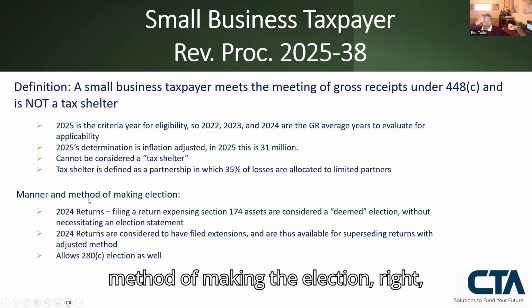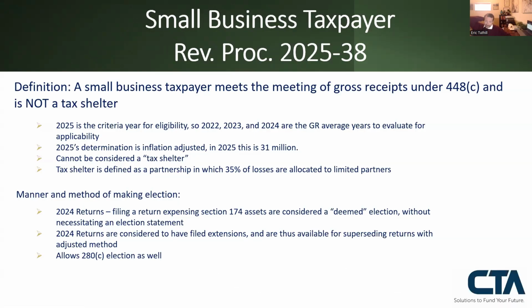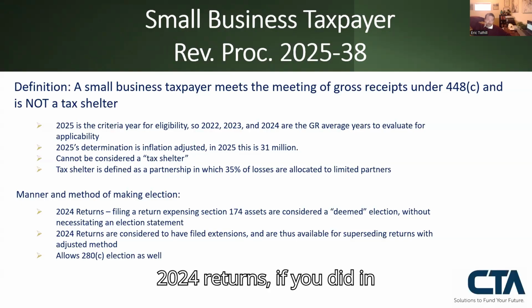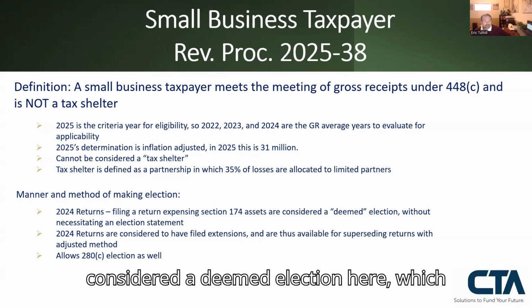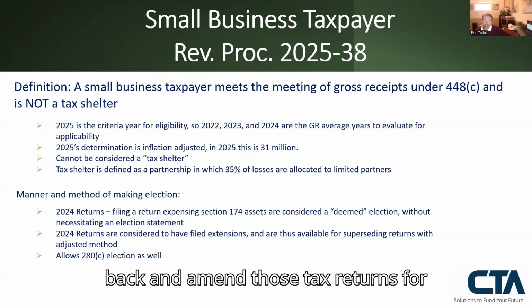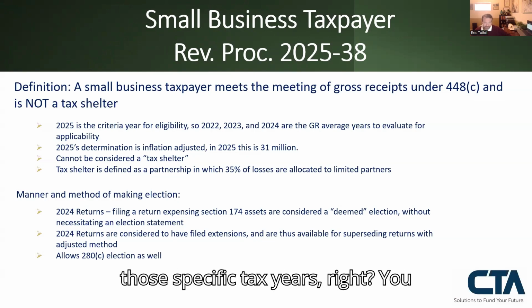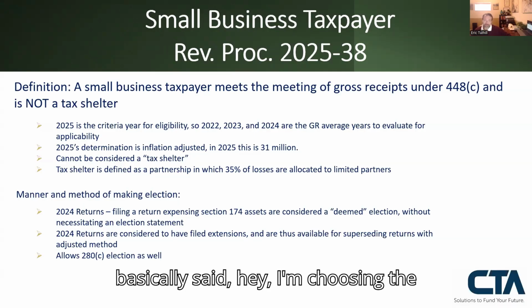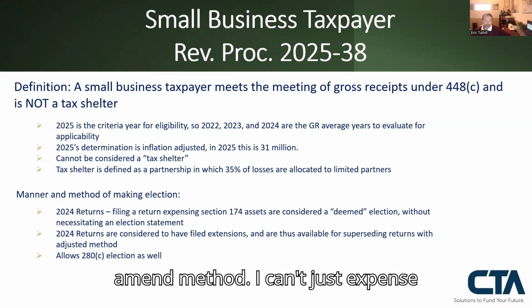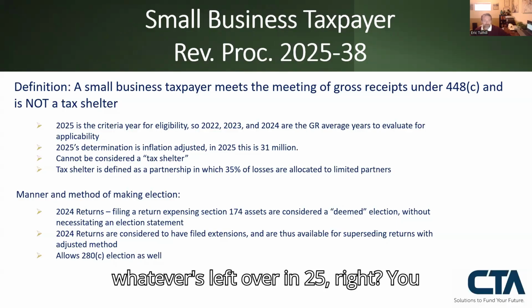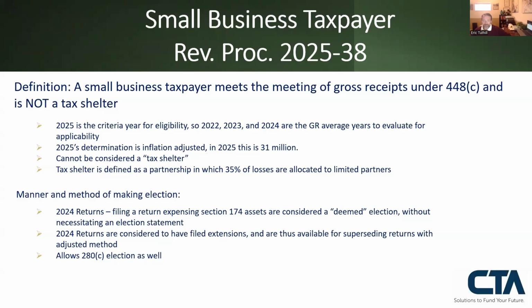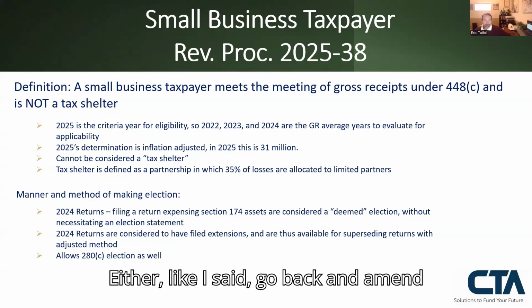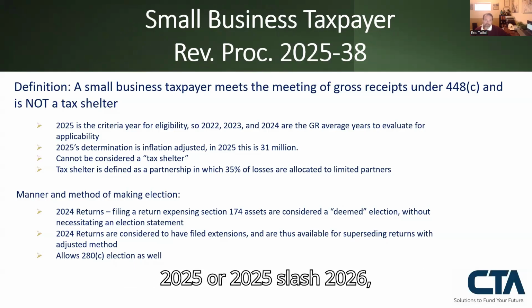And the manner and method of making the election, right? On 2024 returns, if you just fully expensed it in 2024, that's considered a deemed election here, which also means that you're electing to go back and amend those tax returns for those specific tax years, right? You basically said, hey, I'm choosing the amend method. I can't just expense whatever's left over in 25, right? You have to do one of those three methodologies.